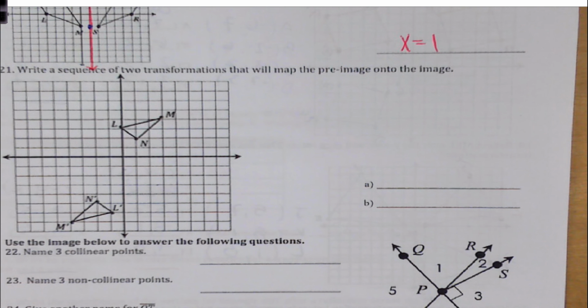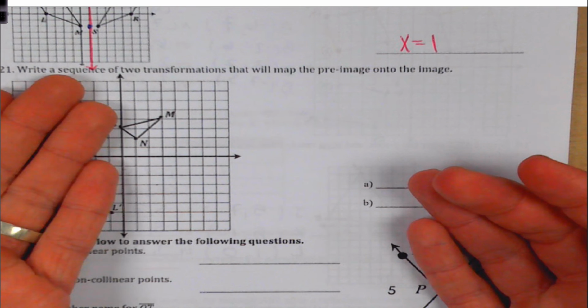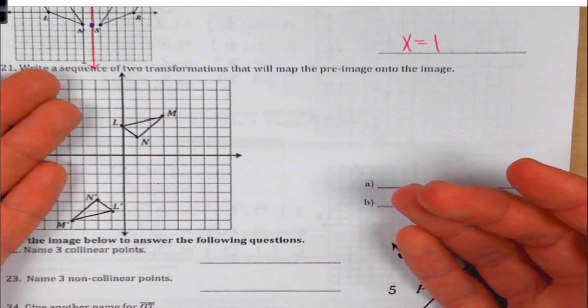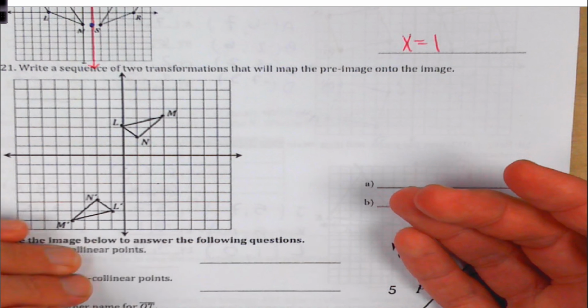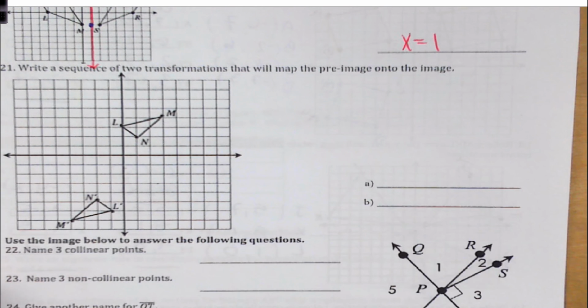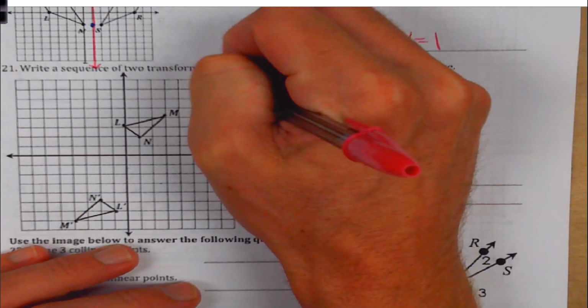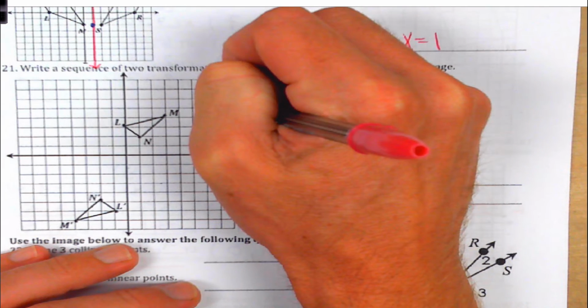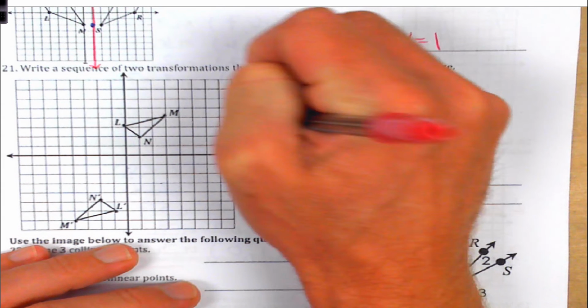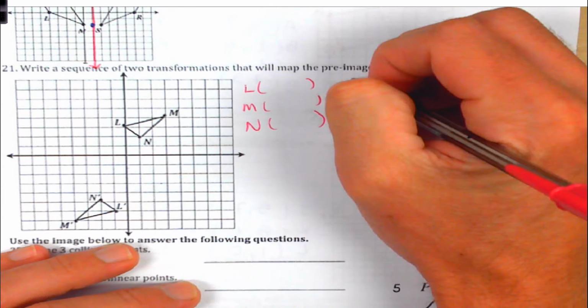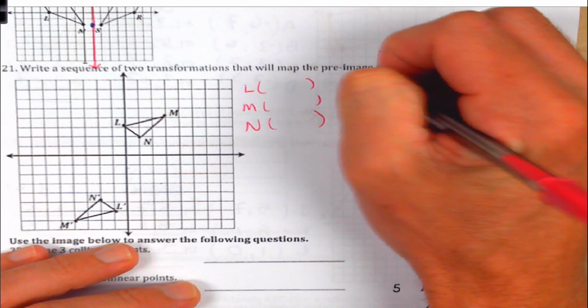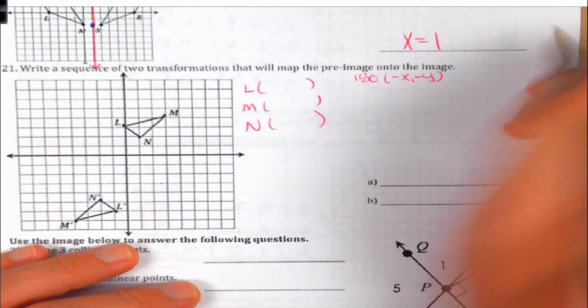Okay. Number 21, write a sequence of 2 transformations that will map the preimage to the image. Okay, so let's see. If I do a reflection, I could get that over and then maybe reflect down, but then I don't know if I'll be in position. So I'm going to try a 180 rotation, see if that works. I like to label my points, and then I can apply my rule. My rule for 180 is negative x, negative y, and we'll see where that lands.